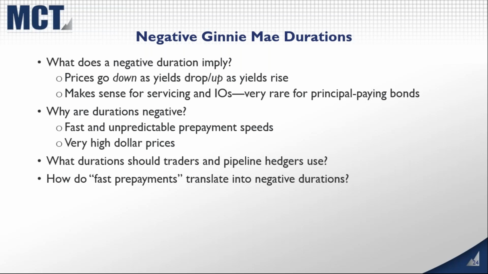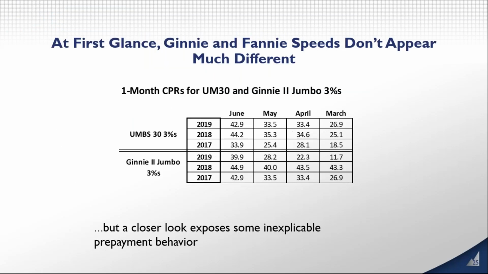And also it does, generally speaking, you would say, well, that's because of fast prepayment speeds, but how does that translate into negative durations? And we'll look at that in a second. So at first glance, the Ginnie and Fannie speeds don't really appear to be that much different. These are recent 1-month CPRs sourced from eMBS, a major data provider for prepayments. And these are for the UM30 and Ginnie 2 jumbo multi-issuer, both with 3% coupons, for years issued 2017 to 2019. And superficially, the prepayment speeds, these are 1-month CPRs, don't appear all that much different.